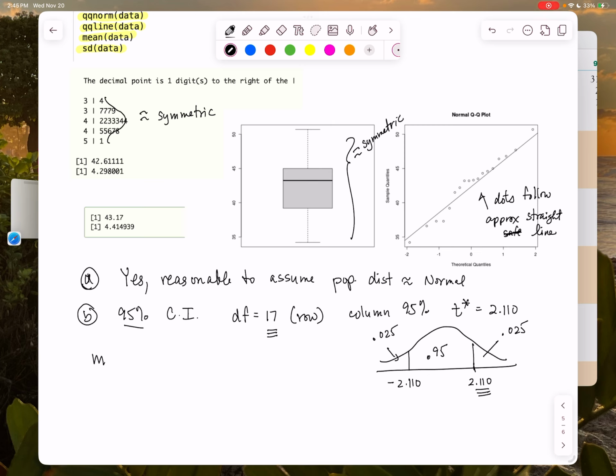So for this one, my M is T star times S divided by square root of N. So the T I want to use now is 2.110. My S, which I calculated up here, is 4.298. My sample size is 18, because I have 18 data values. This gives me 2.1957, which I'm going to round to 2.20. So my confidence interval is X bar plus or minus M.